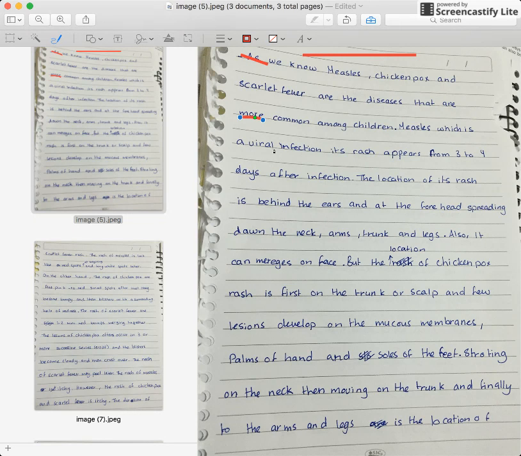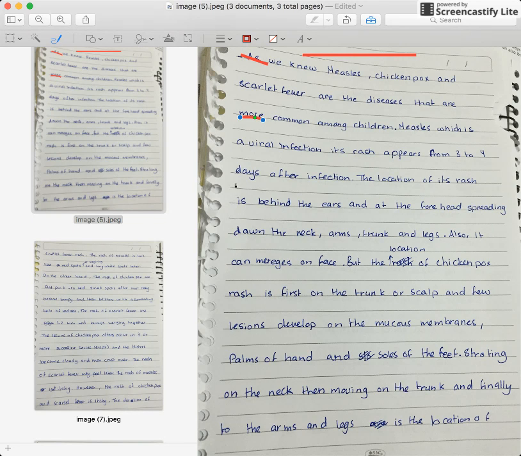"Measles, which is a viral infection, is a rash. Its rash appears 3 to 4 days after infection." Okay, so you haven't told me what you're doing here. You're just going in and describing the rash. Yeah, you haven't said anything about differential diagnosis. You haven't told me who you're writing to, why it's important to them. Yeah, you need to say that in the first paragraph, yeah?